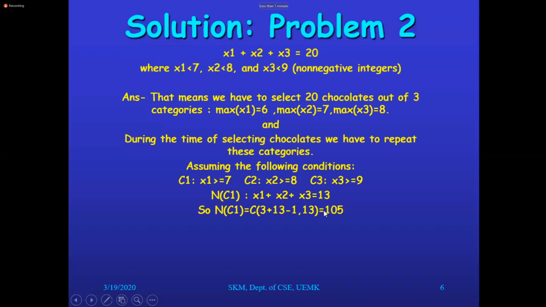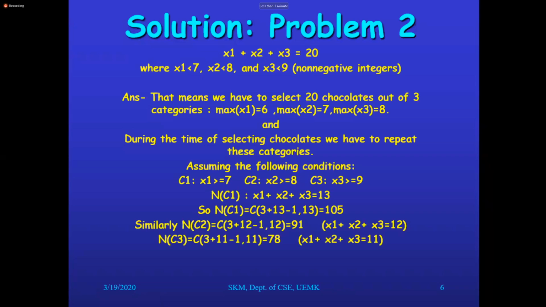So N(C1) we have counted in this manner. Similarly, I calculate N(C2), that is, ignore the C2 condition from both sides and calculate the repetition. Similarly, ignore the C3 condition from both sides and calculate the number of ways we can select the chocolates. So these are the individual counts. That's why inclusion and exclusion, if you remember, afterward.